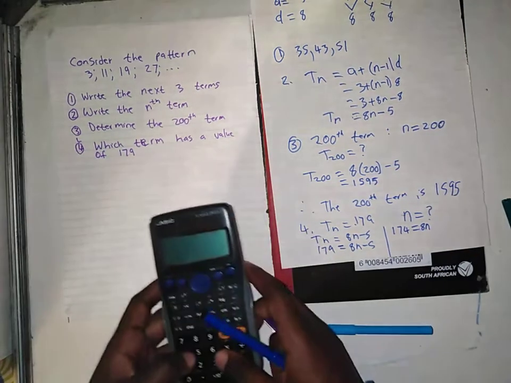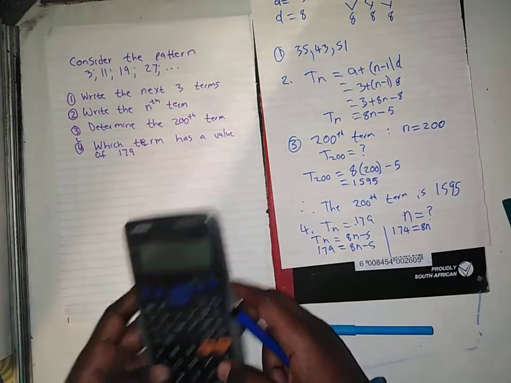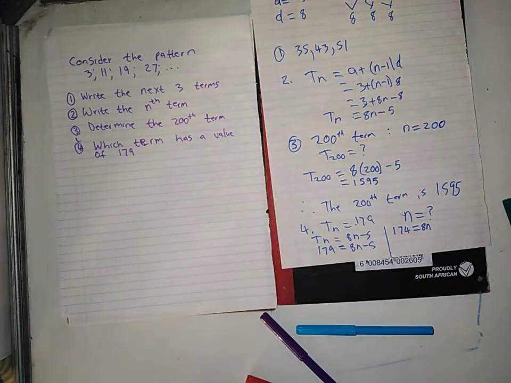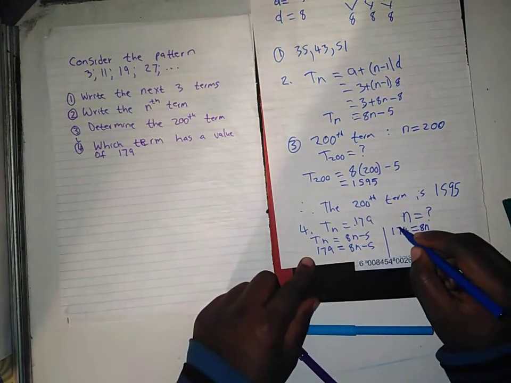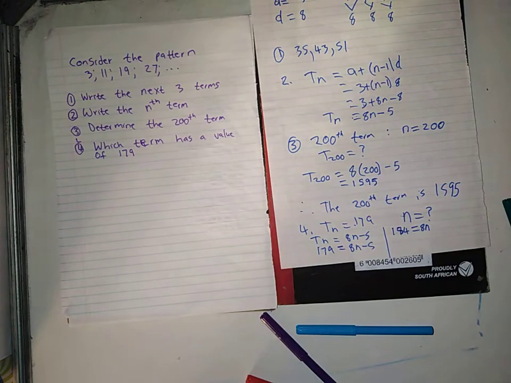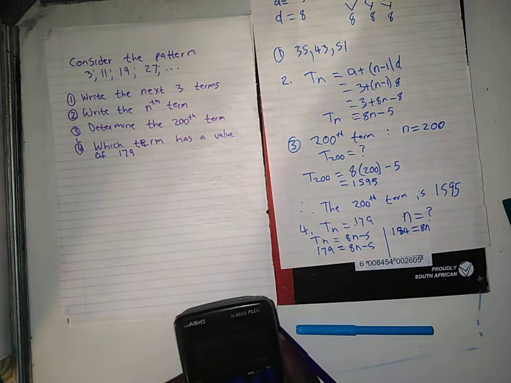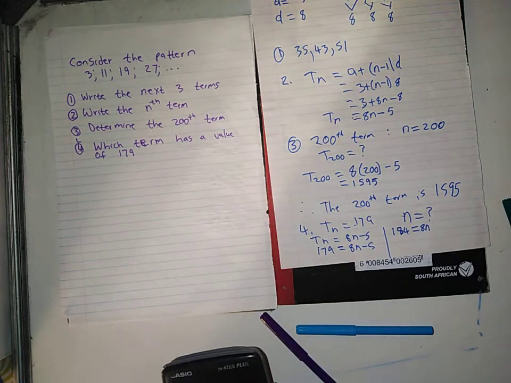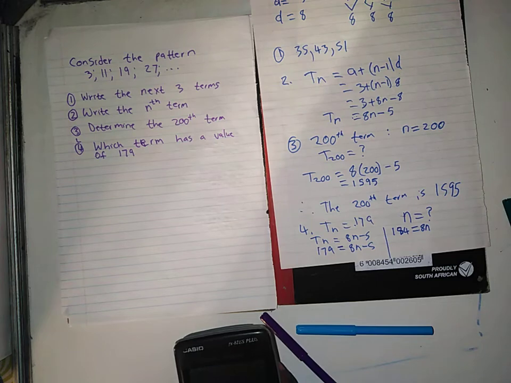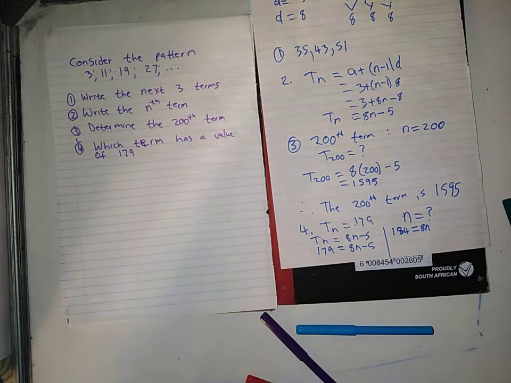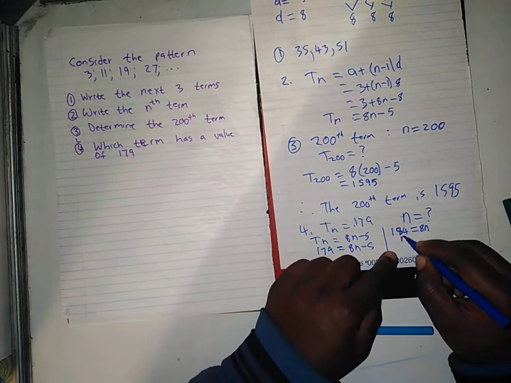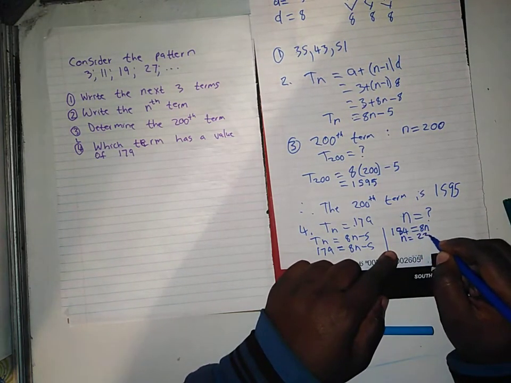So 179 plus 5. 179 plus 5 is 184. So this is 184. Can you see that? And then when you say 184 divided by 8, what do you get? You then get 23. So n is equal to 23.